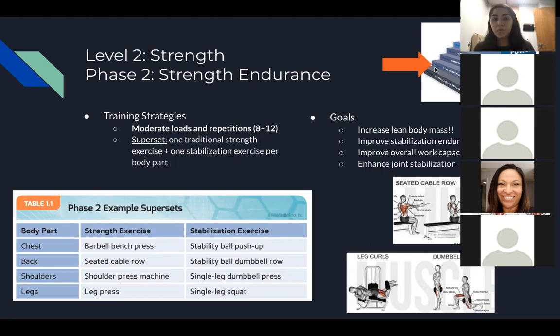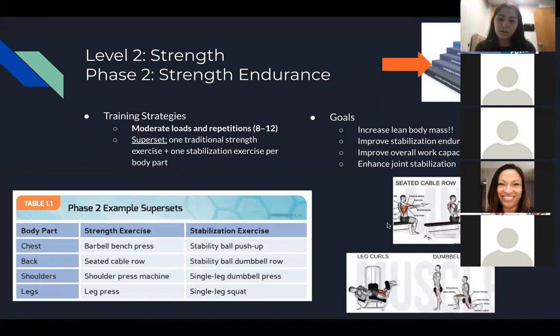You've probably heard that term before, but the definition of a superset is when you do one traditional exercise on top of an exercise that's going to challenge your stability. So these exercises that we were talking about in the previous slides, you're going to do them back to back. There are different examples here, but to give a little bit of pictures to them, there are the seated cable rows. With these, this one is challenging your stability, and then this one is more focused on strength, and they're both targeting the same muscle.